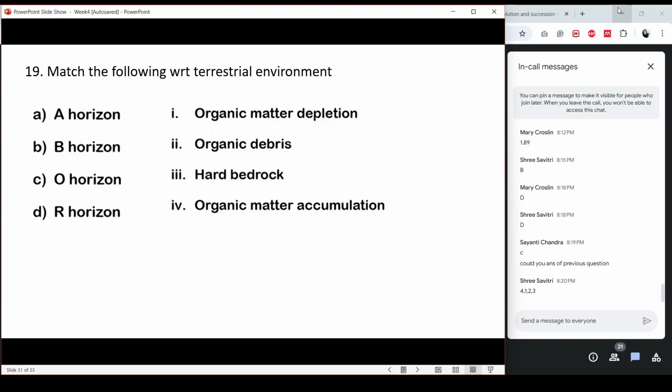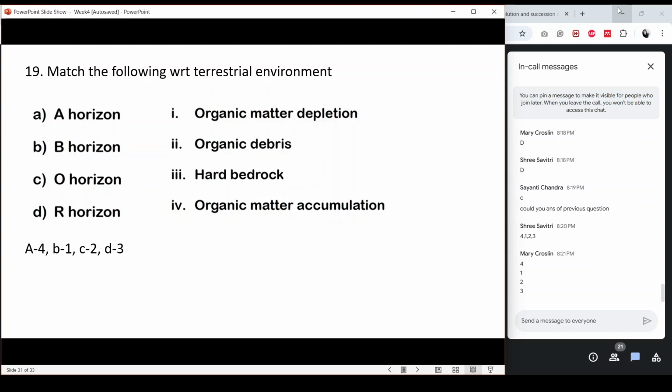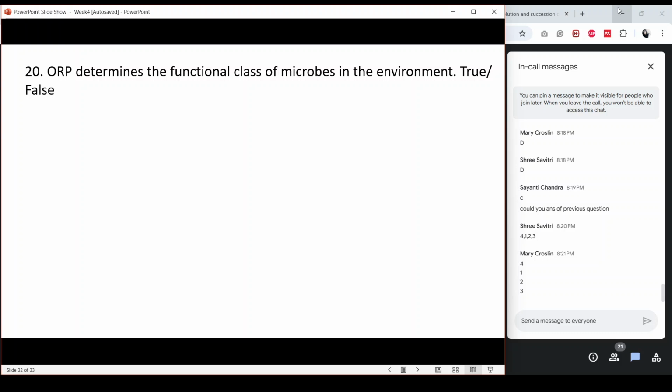Other students, please answer. Okay, so all of your answers are correct. And this is the last question. ORP determines the functional class of microbes in the environment. True or false? This has been previously discussed as well. So this is the statement. Okay, very correct. So the answer is true.